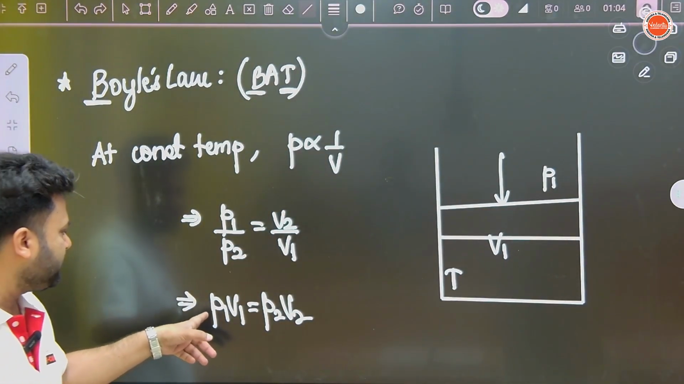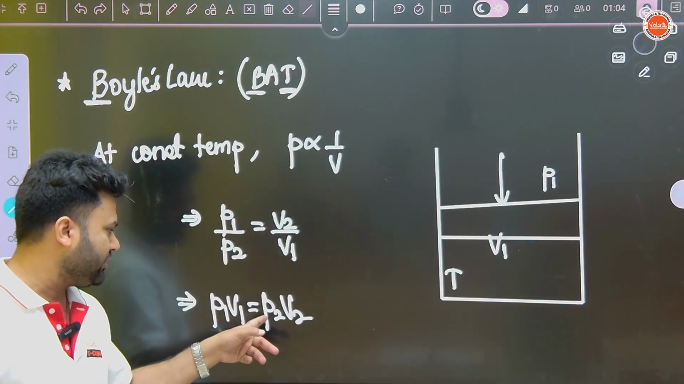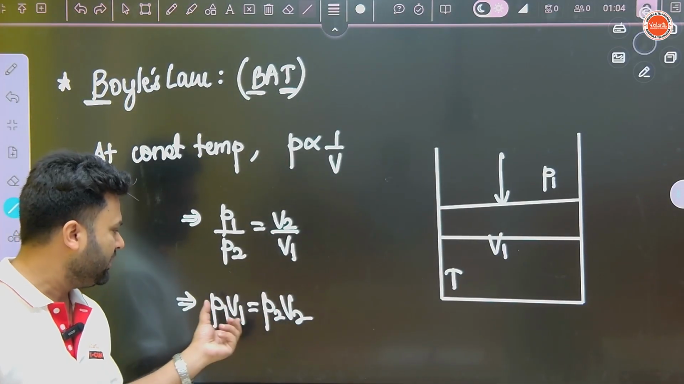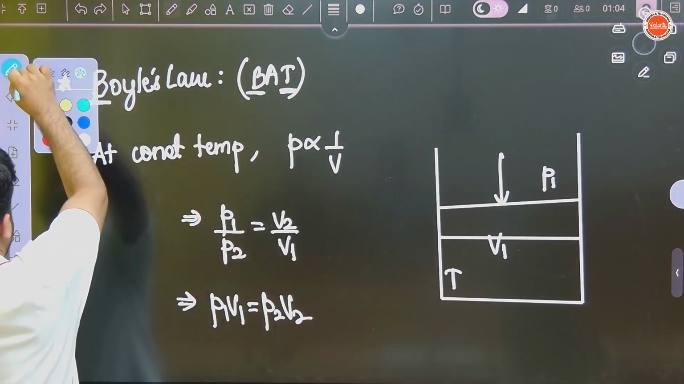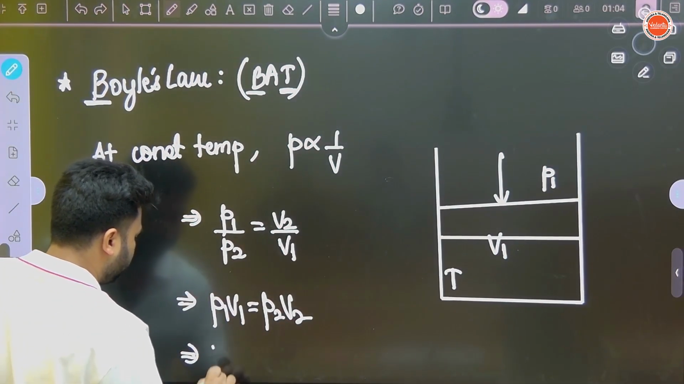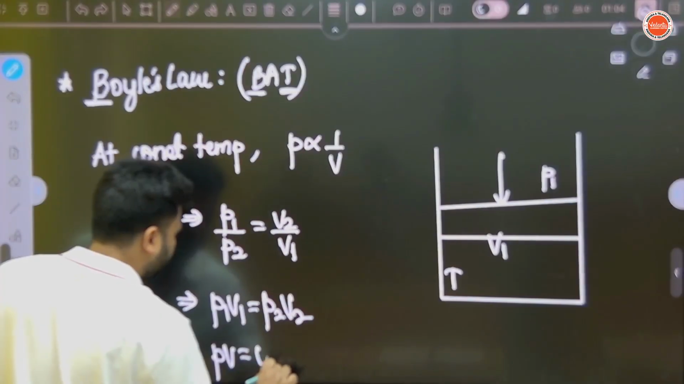In stage 1 there must be some pressure, some volume. In stage 2 there must be some pressure, some volume. The product will always be constant. Or we can write PV equals constant.